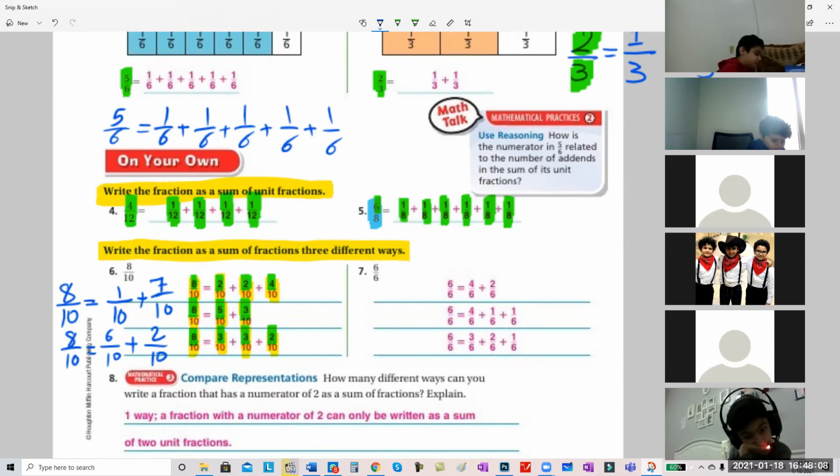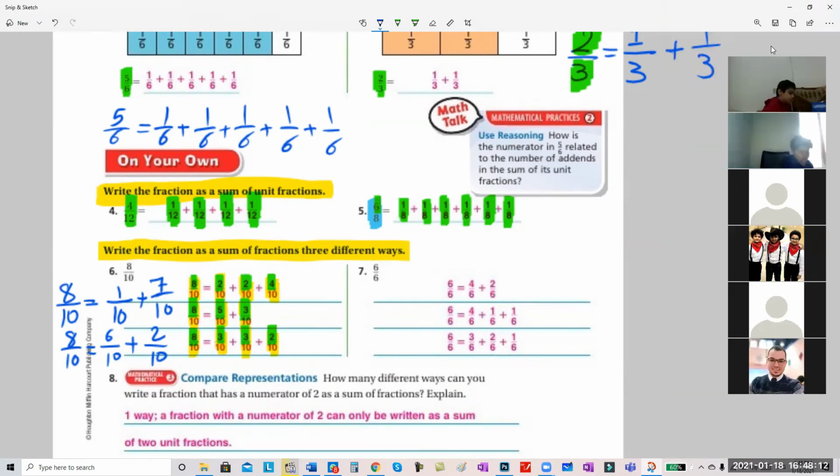Okay, what about Wissam al-Bladi? Hi, Wissam. According to number 7, we have 6 over 6 equals 4 over 6 plus 2 over 6. And 6 over 6 equals 4 over 6 plus 1 over 6 plus 1 over 6. And 6 over 6 also equals 3 over 6 plus 2 over 6 plus 1 over 6. Can you tell me another way to write 6 over 6?